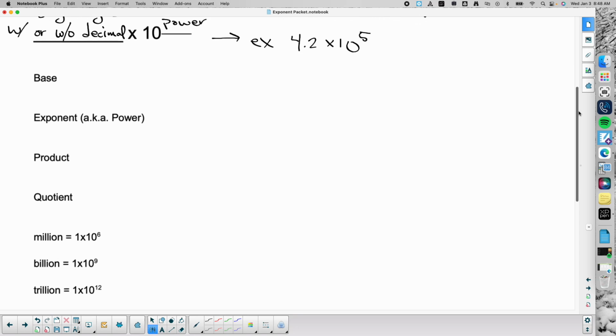Base, if I have 5 to the third power, the 5 is the base. Whoa, what happened there? Exponent, if I write that same example, the 3 is the exponent. Most people refer to the exponent as the power.